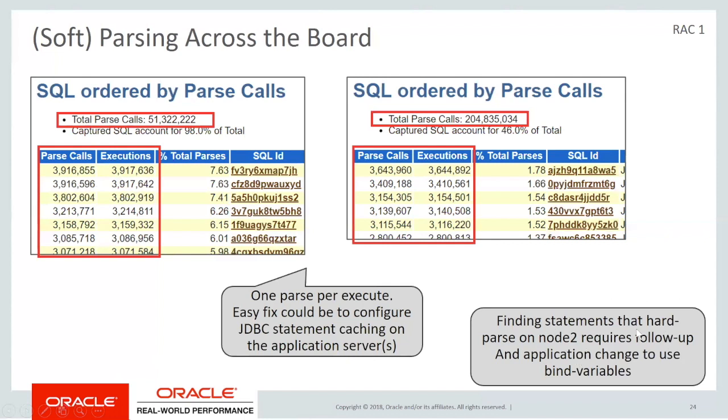Yeah, so we would have to go back to the submitter, and with a bit of querying in the shared pool in the SGA, we can probably locate these statements, and then request that the application be changed to use bind variables.